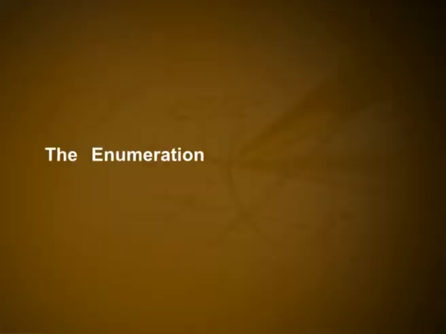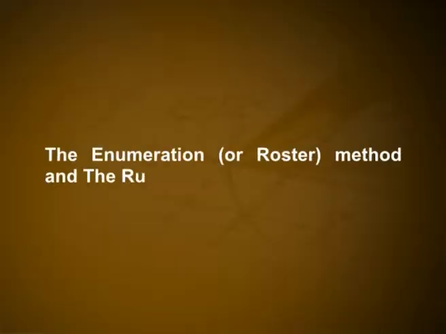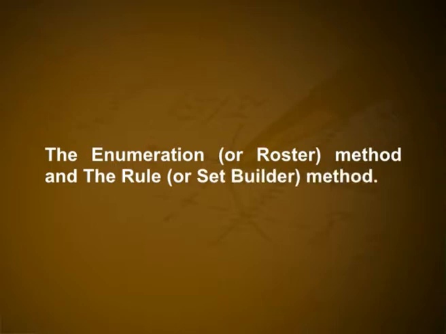There are two ways of representing a set. They are the enumeration or roster method and the rule or set builder method. In the roster method, the elements are written within brace brackets separated by commas. For example, A = {a, b, c, d} represents a set consisting of 4 elements.